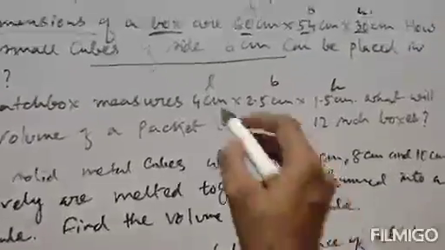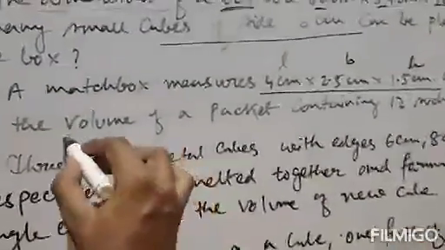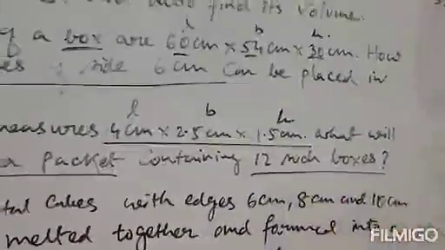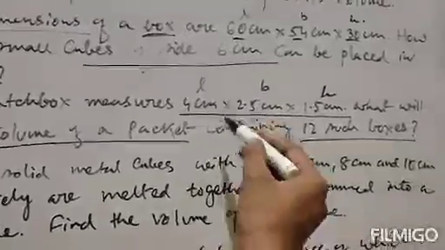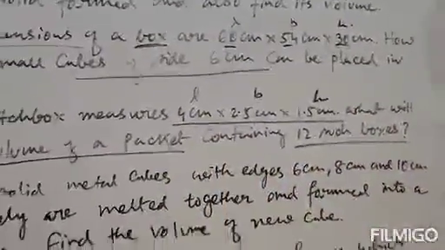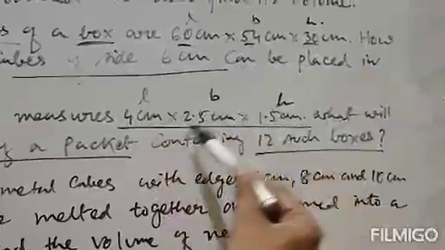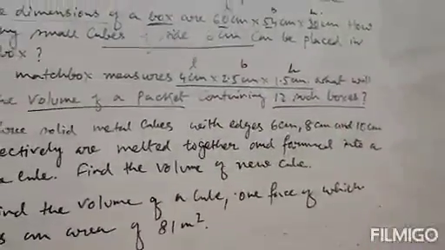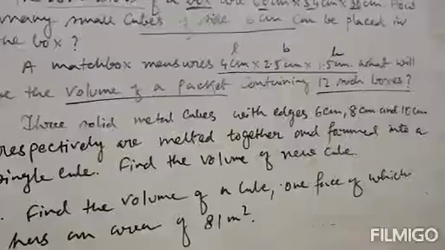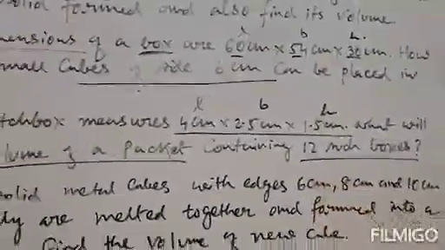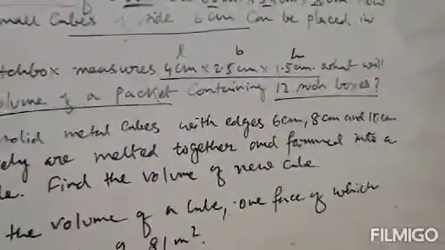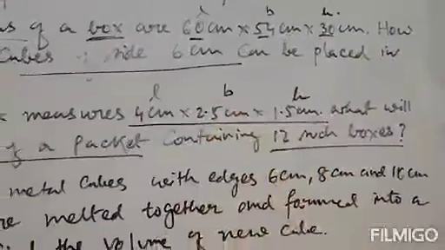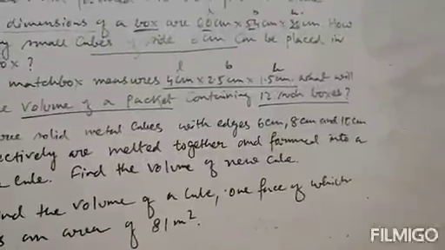That means this is the dimension of one matchbox. Clear? And you have to find the volume of a packet containing 12 such boxes. So first find the volume of one matchbox, that means length into breadth into height, because the matchbox is in cuboidal shape. Just see the values of length, breadth and height, all three are different. That means it is a cuboidal shape. So find the volume of a matchbox first, then multiply it with 12, because a packet contains 12 matchboxes. So to find the volume of a packet, you will just multiply 12 by the volume of one matchbox. So you will get your answer.